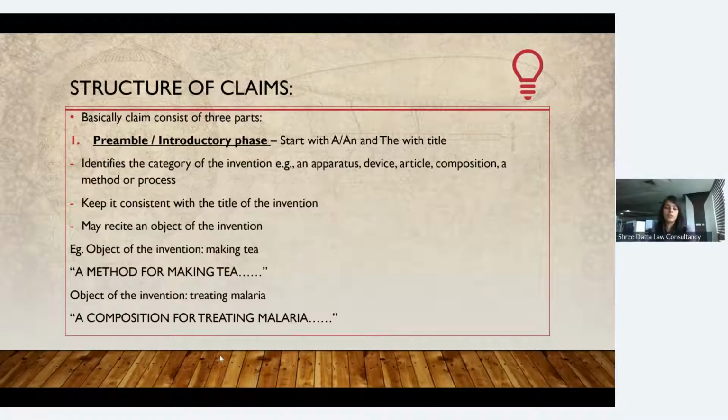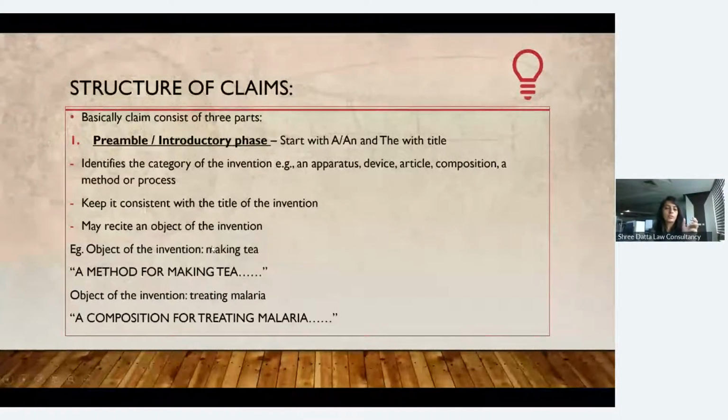So if we are using the object of making a tea, so a method. First we add the A, then we select the category of the invention, it's related to the method. Then we add the method. Then the objective of the invention is making a tea. So: a method for making a tea, comprising colon, then add all other details. So this is just for the preamble. We just write down the method for making tea.